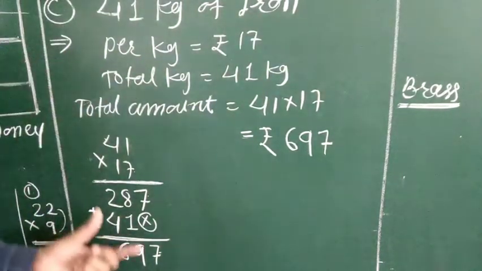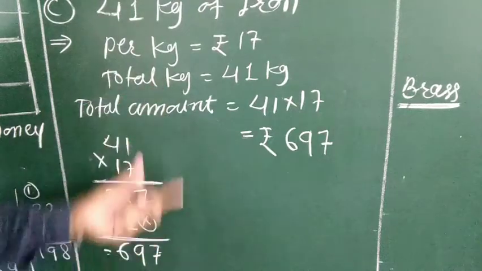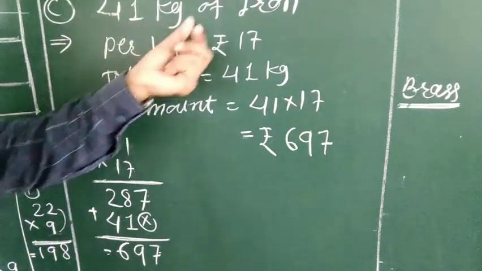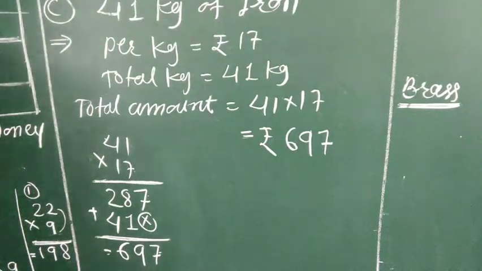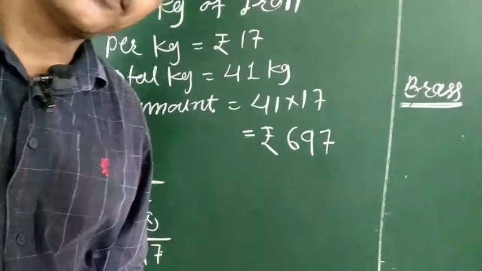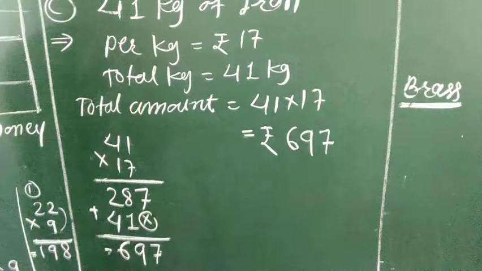So this is the cost of the total amount for 41 kg of iron at the rate of rupees 17. Okay. Now next.